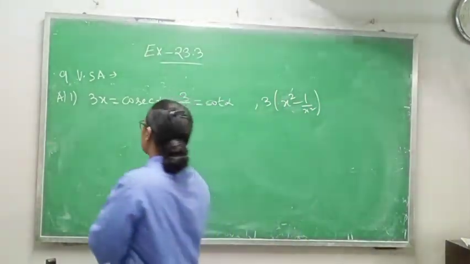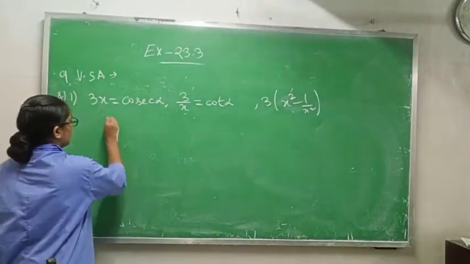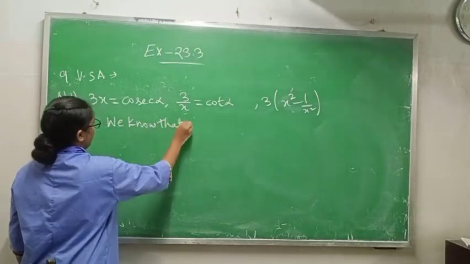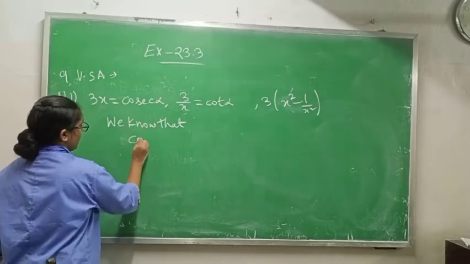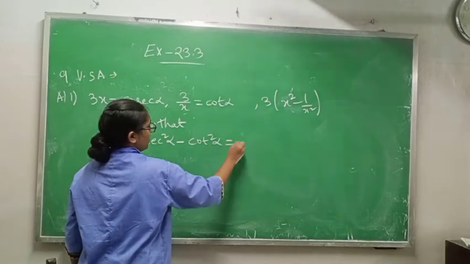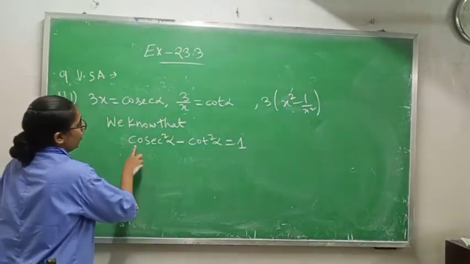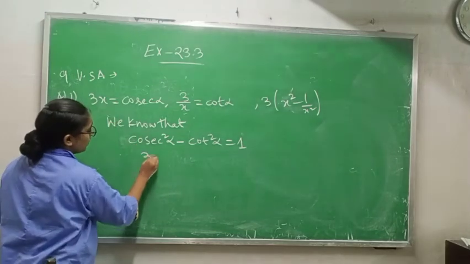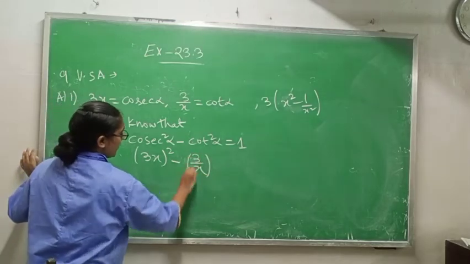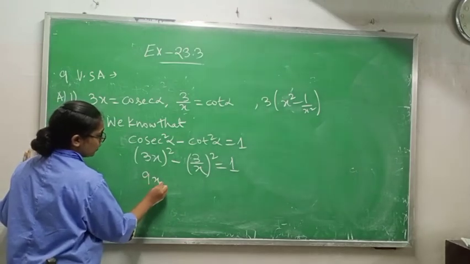Then how will you solve this one? You know there is a relationship between cosec and cot. We know that cosec square alpha minus cot square alpha equals 1. Okay, this is the relationship. Now cosec alpha value is 3x, so you can write (3x) whole square minus cot alpha value is 3 by x, whole square. Now 3 square will give you 9x square.